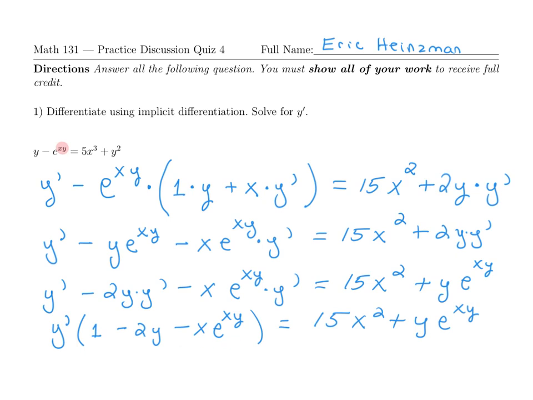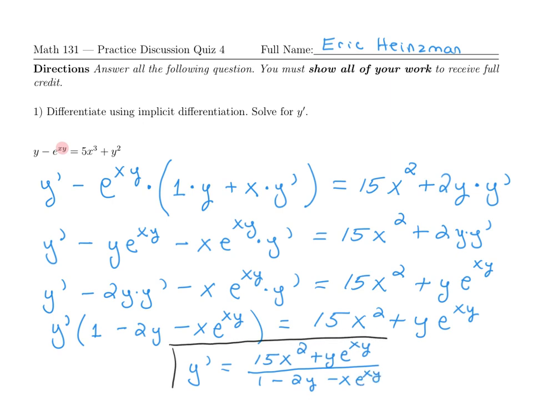So I'll simply state my final answer now. y prime is equal to, this will be my numerator, and this will be my denominator. So that is, we have 15x squared plus y e to the xy, all divided by 1 minus 2y minus x e to the xy. This is the final answer for the problem. We not only took the derivative, but we solved for y prime, and that's the final answer.